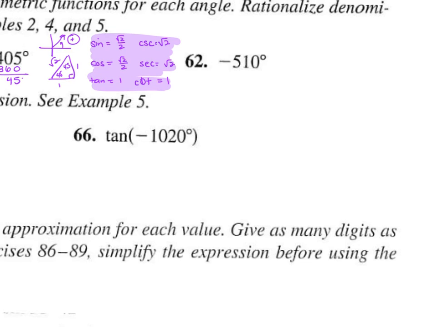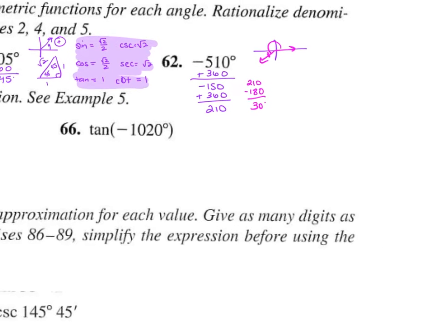Now we go negative 510. If the negatives throw you off, then you can find a coterminal. So I can take negative 510 and add 360 to it, and I'd get negative 150. Find another coterminal by adding 360, and I'd get 210. So 210 would end up in the third quadrant. I would do 210 minus 180, and 30 degrees is my reference angle.